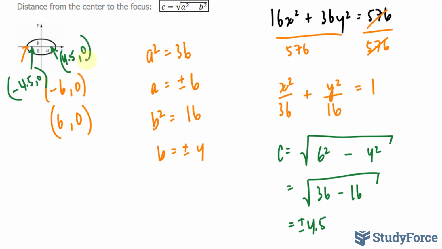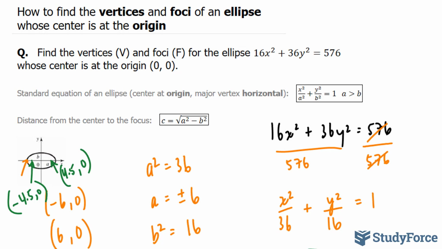So we just found exactly what they wanted us to find. We found the vertices and we found the foci. And so there you have it. That is how to find the vertices and foci of an ellipse whose center is at the origin.